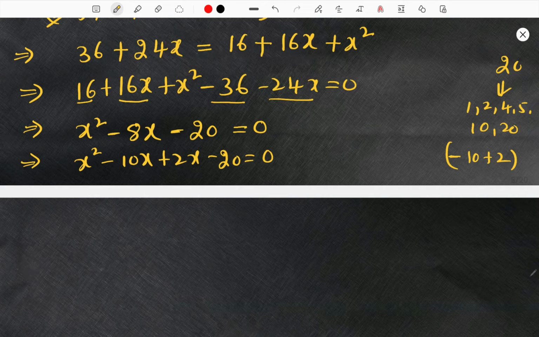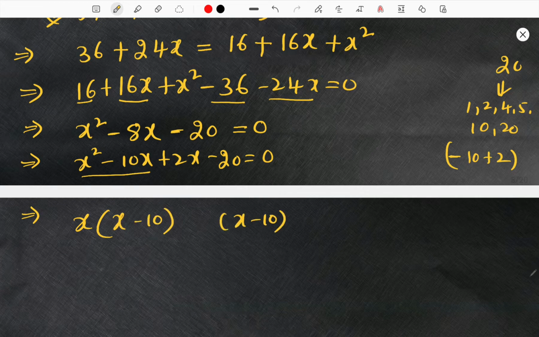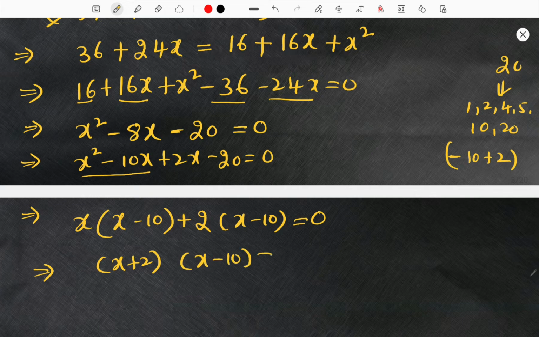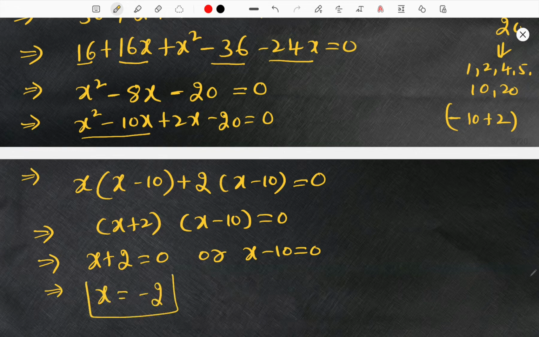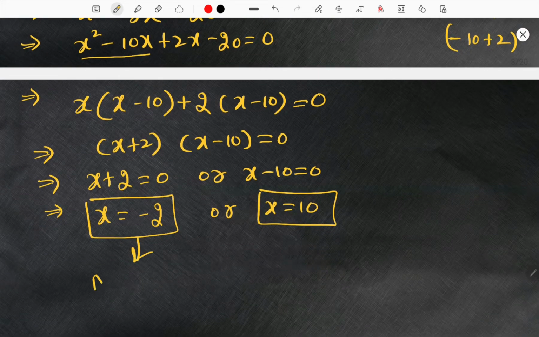So how to do this? Tell me. In the starting two terms you are going to take x common, and in bracket x minus 10, and similarly here also x minus 10, and we are going to write a plus 2 here, which is equal to 0. So we'll write it as (x plus 2) into (x minus 10) is equal to 0. So x plus 2 is equal to 0, or x minus 10 is equal to 0, and we are going to get x is equal to minus 2 or x is equal to 10. We are going to neglect x is equal to minus 2, because a length cannot be negative, and we are going to consider x is equal to 10.